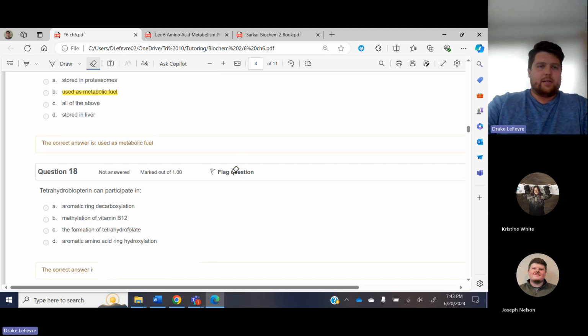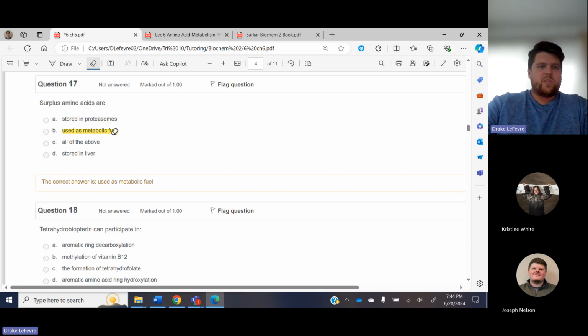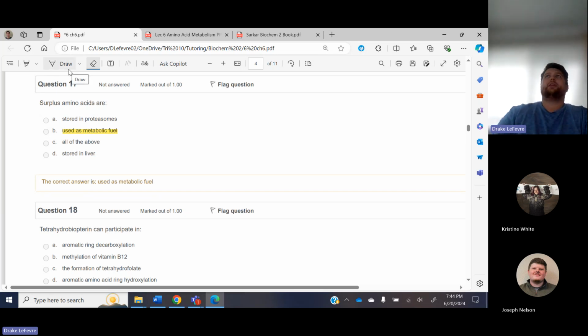Yeah, so if you think about using them as metabolic fuel, it's the same thing with anything. Like if we have extra carbohydrates within our body, if we have extra protein, all of that eventually typically gets converted in one way or another to some form of energy.